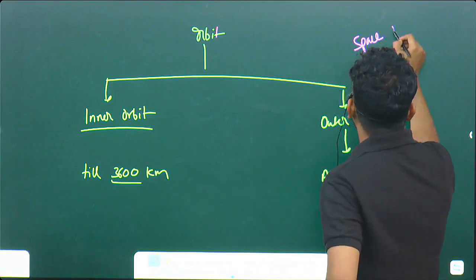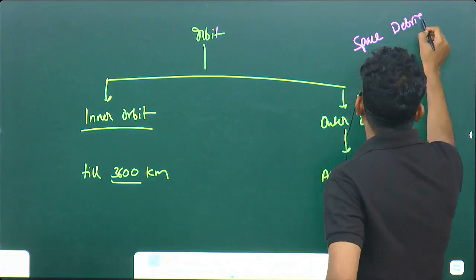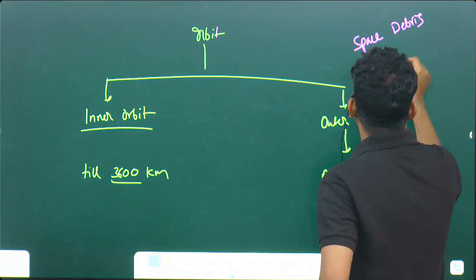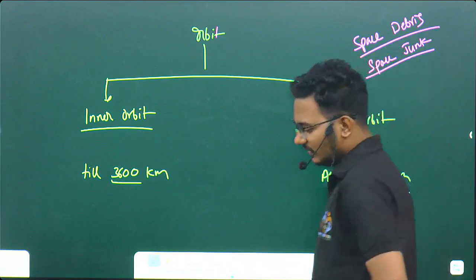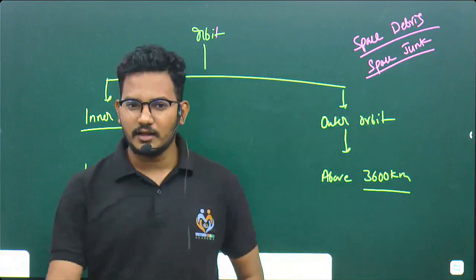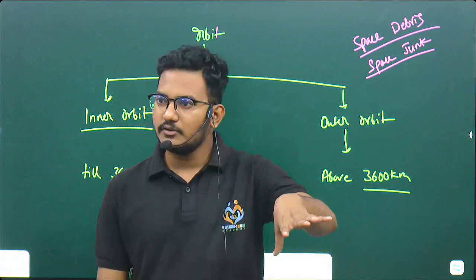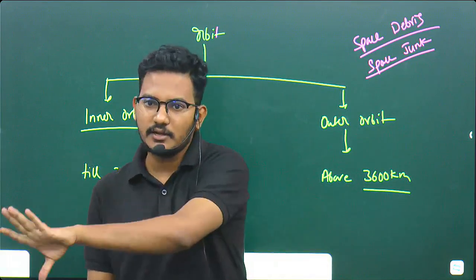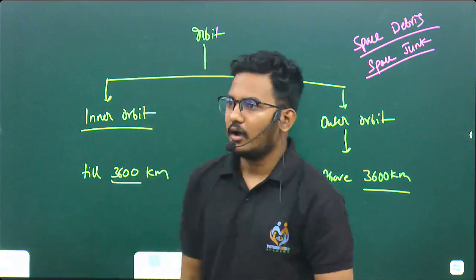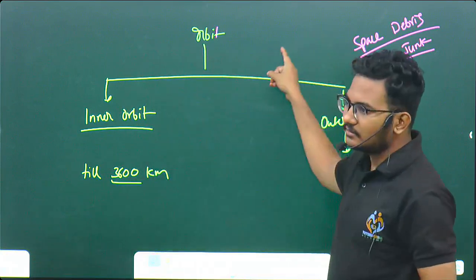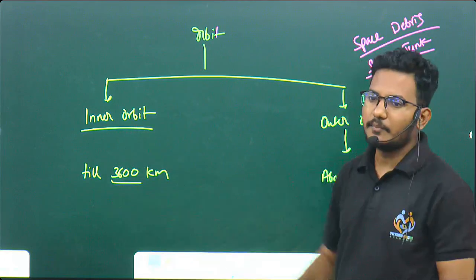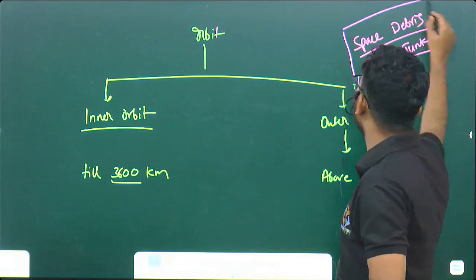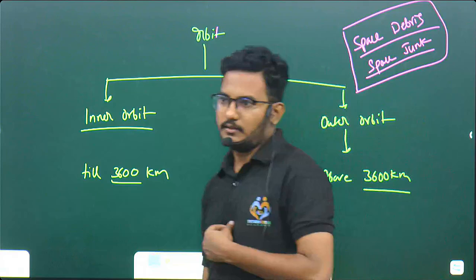Space debris or space junk. Nothing but, see, in the nuclear energy, I have told you, on one side we are getting nuclear energy, on the other side we are getting nuclear wastage. Similarly, on the one side, because of the satellites, for 2-3 years we'll get the data transfer. Later what happens is they'll become the space debris or space junk.